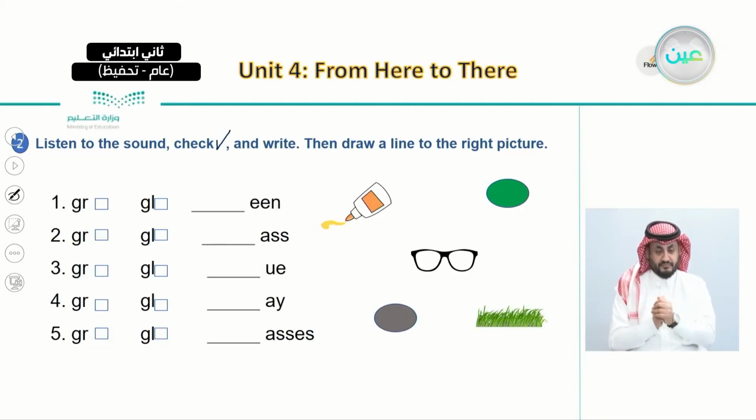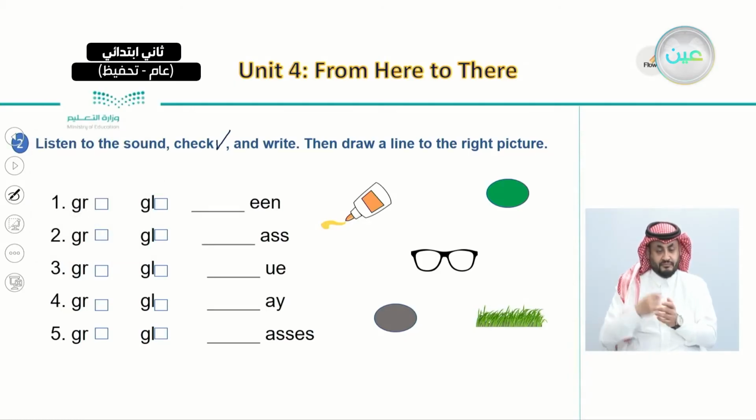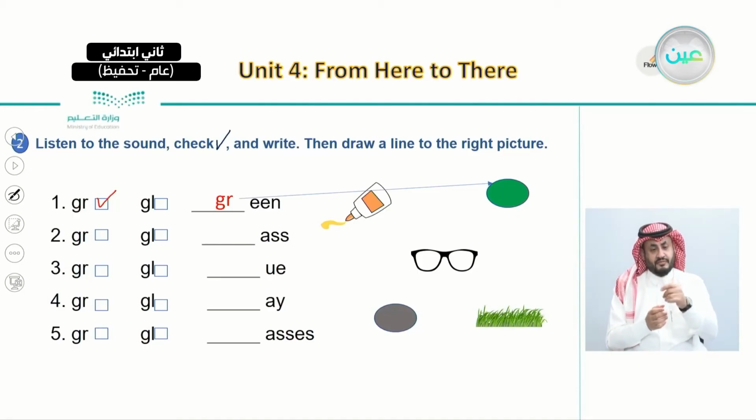So the first word is the word green. Green. So what we're going to do is to put a check mark, and after this we're going to write the missing letters, which is in this case G and R. And after this we're going to match this word to the picture, which is the color green.